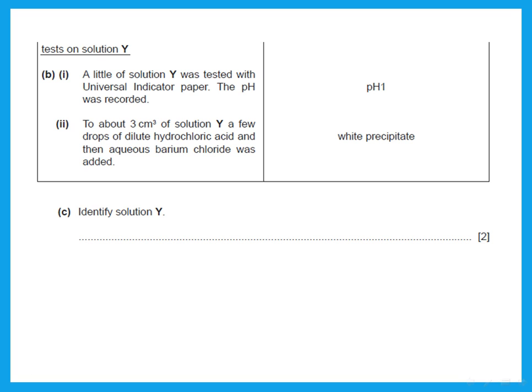Tests on solution Y. He's telling me I have solution Y. It is something that has pH 1. That means strong acid. And it is something in which he added a few drops of dilute hydrochloric acid and aqueous barium chloride, and he got white precipitate. Barium chloride is test for what? Sulfate. So this is a strong acid that has sulfate. Which acid has sulfate? You should realize that the strong acid that has sulfate is sulfuric acid.